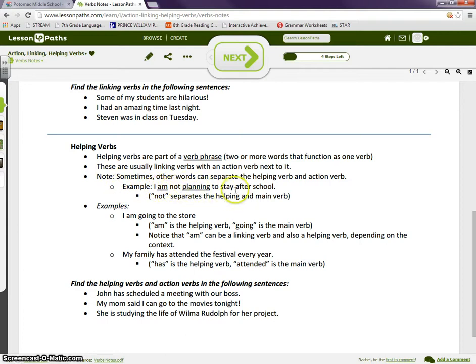I am not planning to stay after school. Am is the helping verb because planning is the major verb. Okay, so am planning. It kind of functions as one verb. Okay, but in this case, not is separating them. So they're not right next to each other, but they're close.